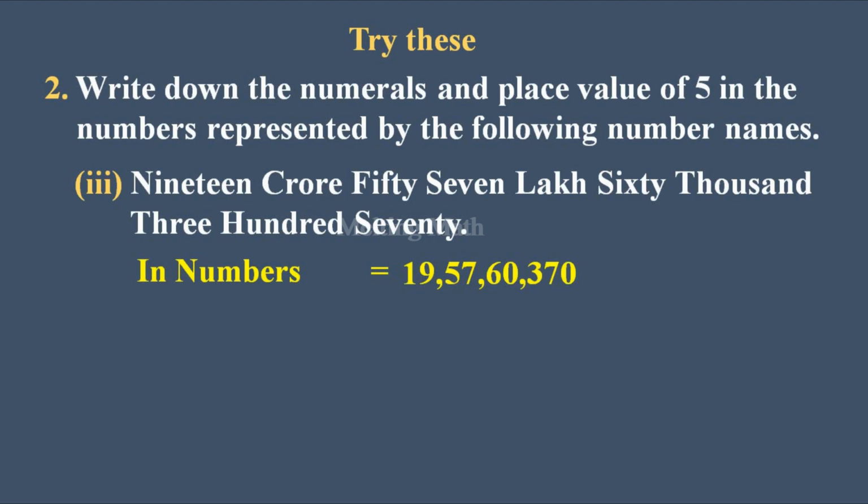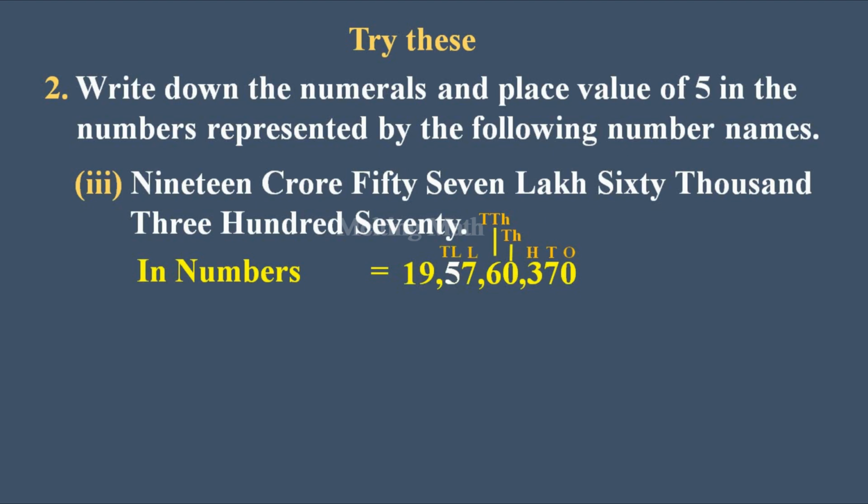Okay. Next, the question is we have to write the place value of 5. Okay. So let's see here, where is 5? Here it is. So just write the place of each digit. The last digit 0 is in the ones place. Next 7 is in the tens. Next hundreds. Next thousands. Next 10,000. Next lakh. Next 10 lakh. So 5 is in the place of 10 lakh.